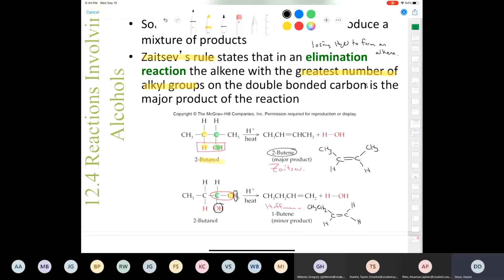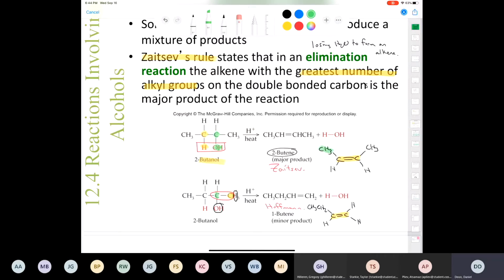Okay, let's examine these two alkenes that I just took so much time to draw. Which one of these carbon-carbon double bonds has the most alkyl groups on it? 2-butene or 1-butene? Which one has the most alkyl groups? Okay, so people are saying 2-butene. You're right. Let's examine it very carefully. Look, here's the carbon-carbon double bond. Here's the carbon-carbon double bond.